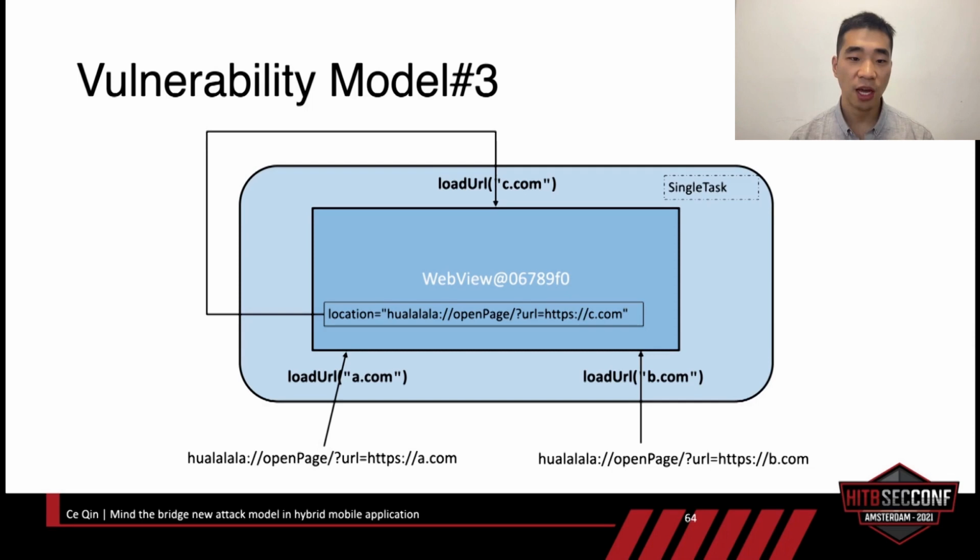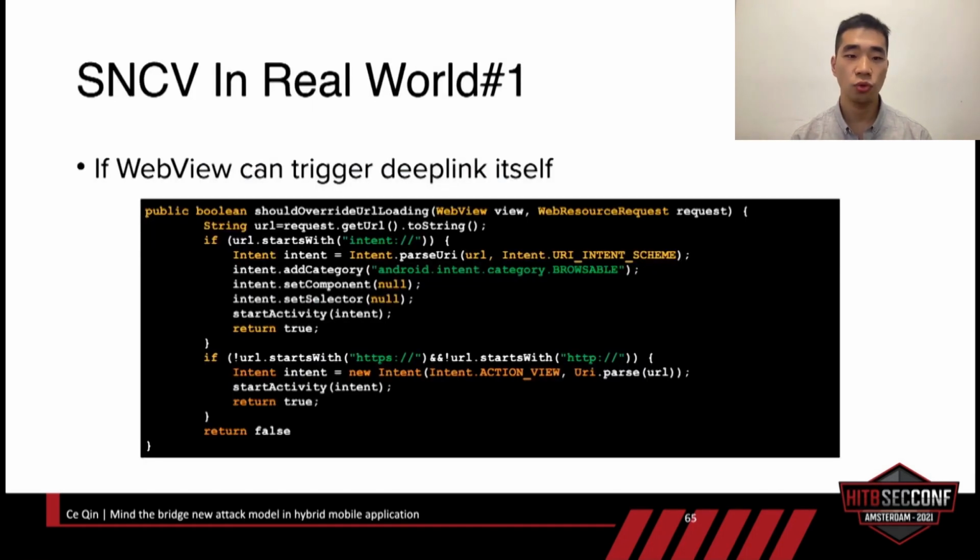Thus, we find another way to invoke browser-initiated navigation from the renderer model. In the diagram, you can see that C.com is also loaded in the WebView. There are two ways to attack the shared navigation confused vulnerability. If the WebView can trigger a deep link itself, it's quite simple.